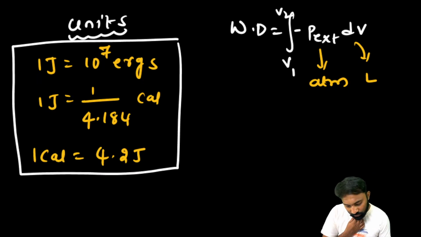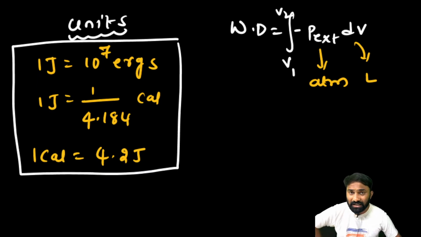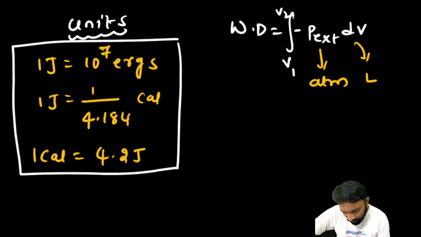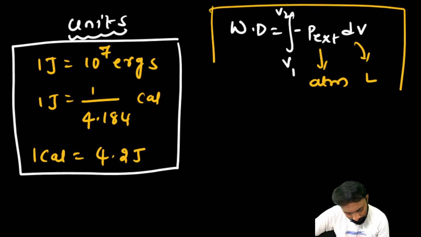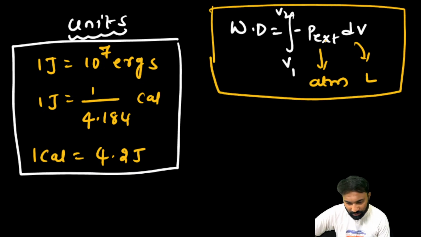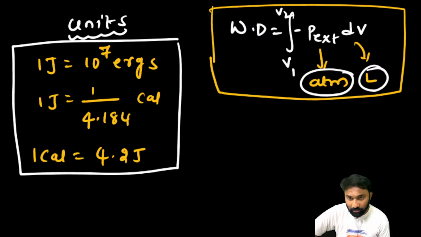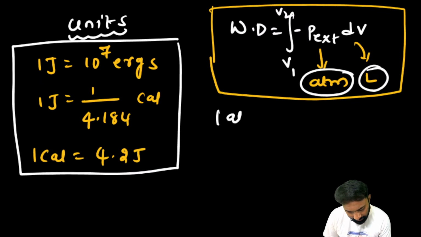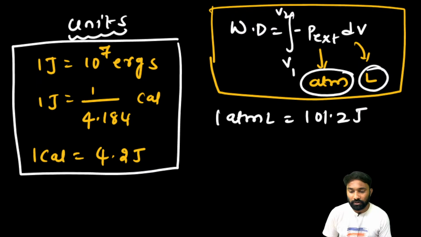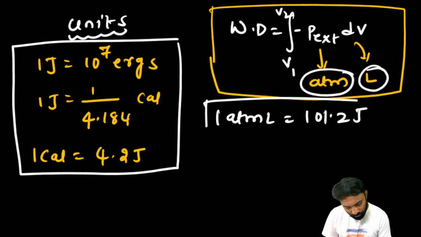Clear? Now they will give you one random question, and they will ask how much work done by the system or work done on the system, in joules. So the work done formula, in most of the cases we will use this one only, with whatever data they give in the question, P external dV. But the work done unit we are getting is in ATM liter, and they are asking in joules. So for that we have one beautiful unit: 1 ATM liter is equal to 101.2 joules. Sir, how has this 101.2 joules come?